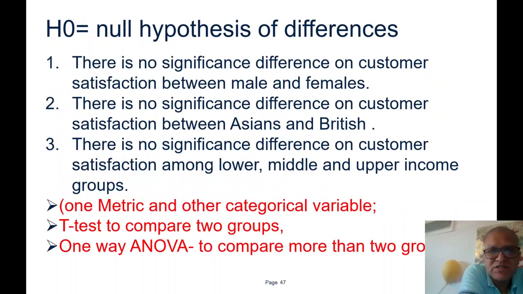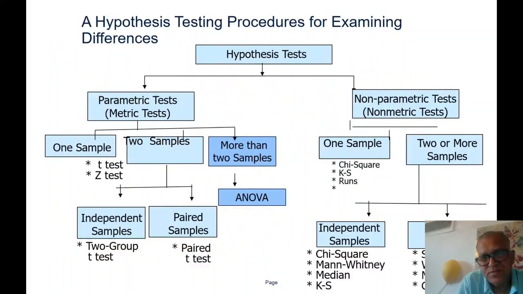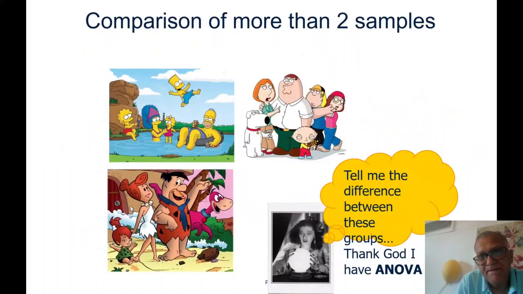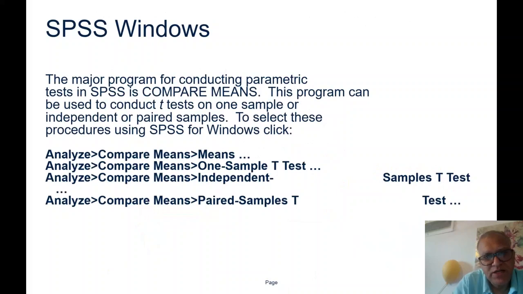Now, if the hypothesis is there is no significant difference in customer satisfaction between male and female, or between Asian and British, or between lower and middle upper groups, if you're comparing two groups, as we said, it is the t-test. If you're comparing more than two groups, you do ANOVA. So two tests: two samples t-test, and more than two samples ANOVA. We also said how we do it. To do comparison tests, the choice is Analyze, Compare Means, and Independent Samples t-test.